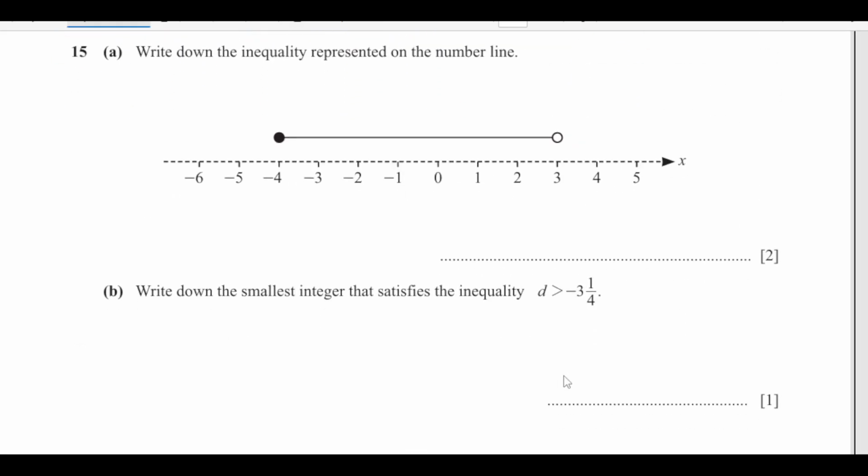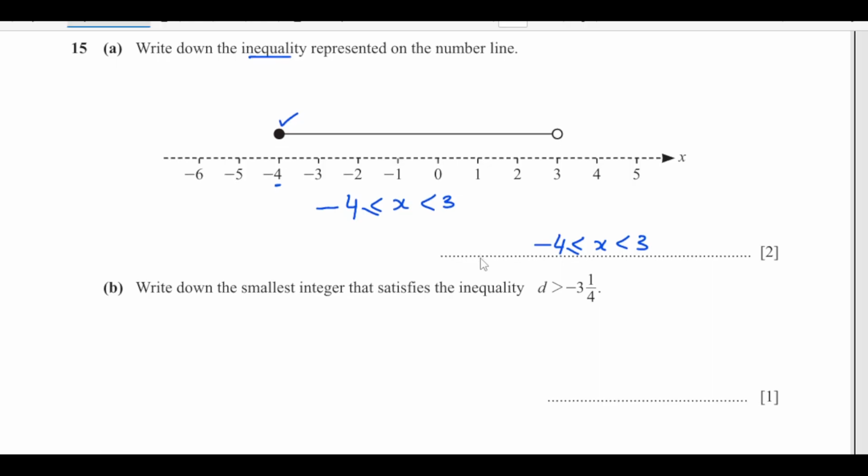Number 15, write down the inequality represented on the number line. Now you see we have this line here. So the value of x is between this. If you see, this is a circle which is shaded and this is a hollow circle. So meaning this negative 4 value is included. So negative 4 is less than or equal to x and then less than 3. So 3 is not included. So we are not going to put the sign of equal here with the less sign. So we will put this answer here in the space given to us like this.